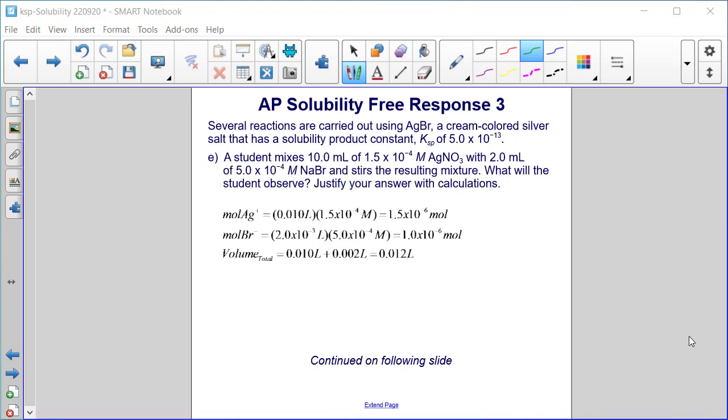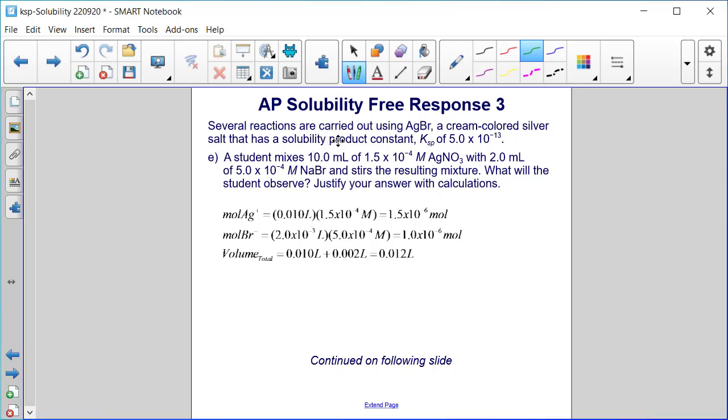E. A student mixes 10 milliliters of 1.5 times 10 to the minus 4 molar silver nitrate with 2 milliliters of 5.0 times 10 to the minus 4 molar silver bromide and stirs the resulting mixture. What will the student observe? Justify your answer with calculations. So the first thing I'm doing is finding the moles of silver and the moles of bromide.